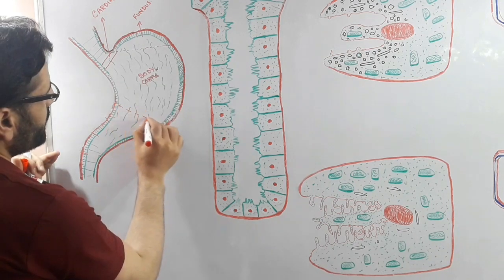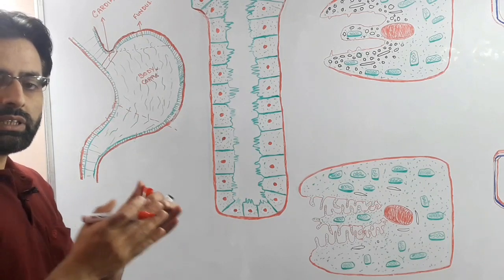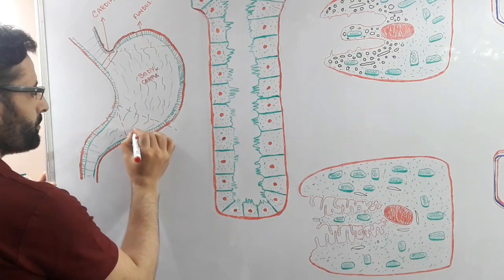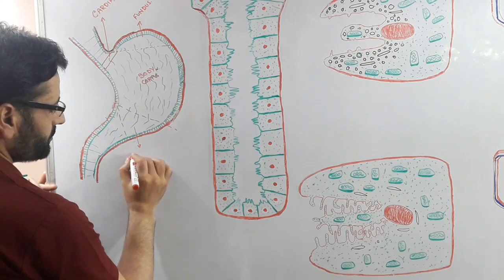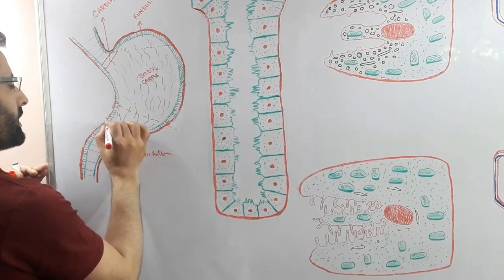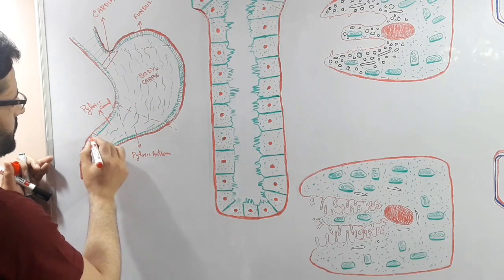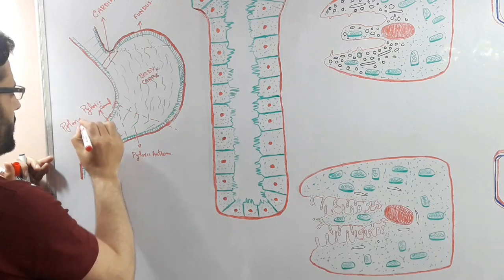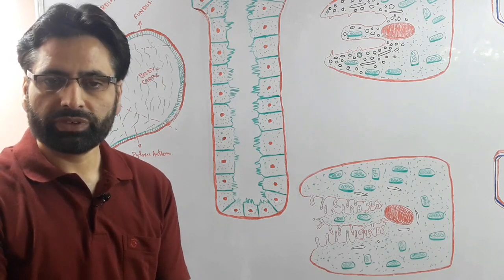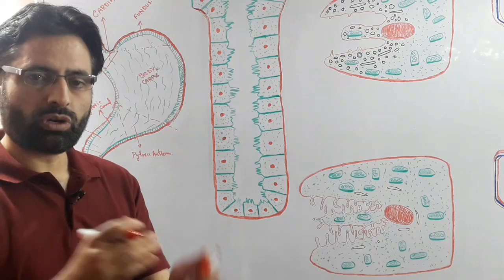The last segment is the pyloric segment, and this pyloric segment is divisible into three parts. One part is this triangular pyloric antrum, and this pyloric antrum leads into the pyloric canal, and the pyloric canal then leads into the pylorus, and the pylorus then enters into the duodenum, guarded by the pyloric sphincter. So these are the four segments of the stomach.